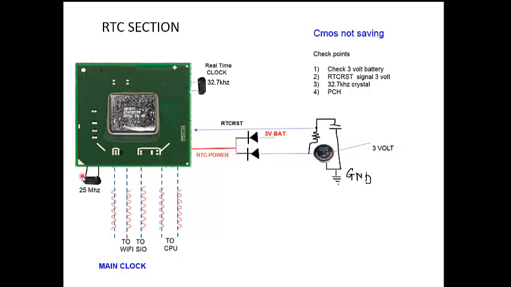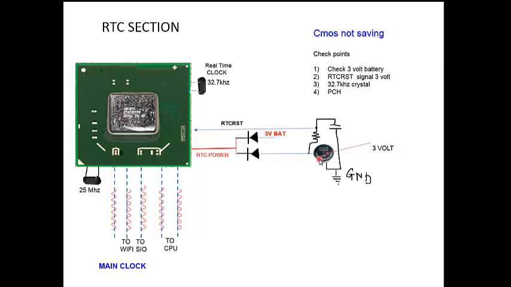If your RTC is not working or the day and date are not saving, then what you have to do first is check this battery, the CMOS battery. If the CMOS battery is not proper, then you have to replace the CMOS battery.